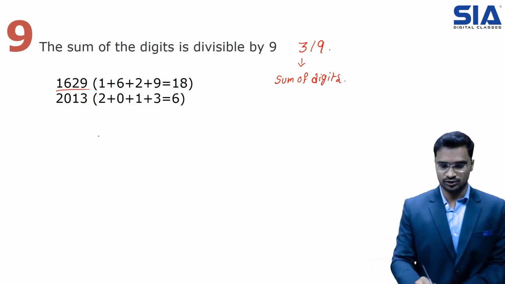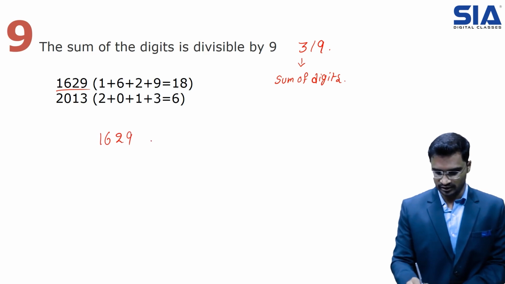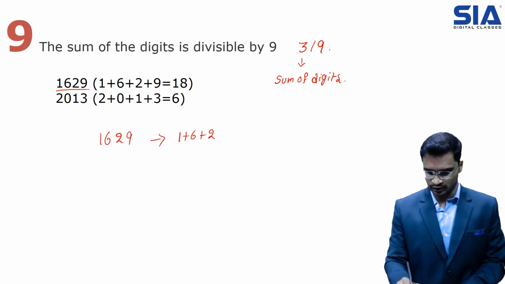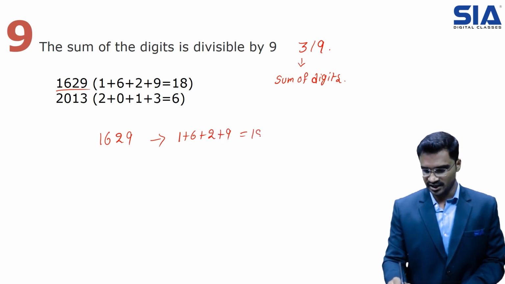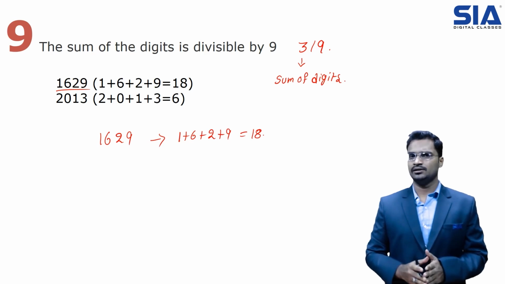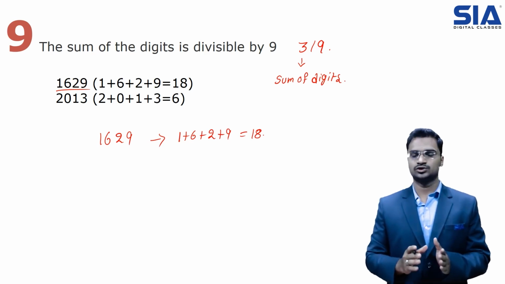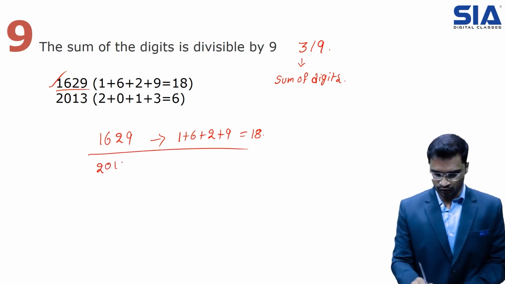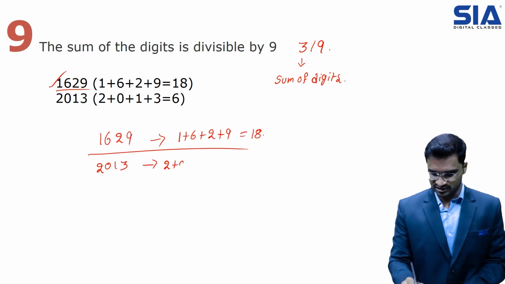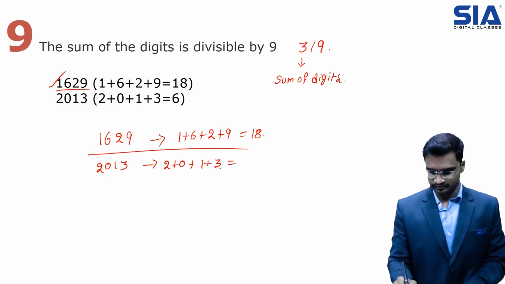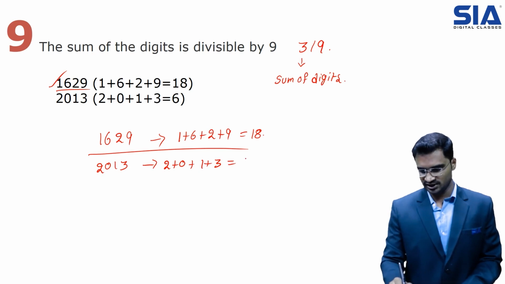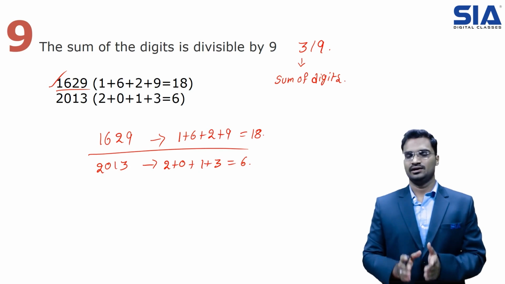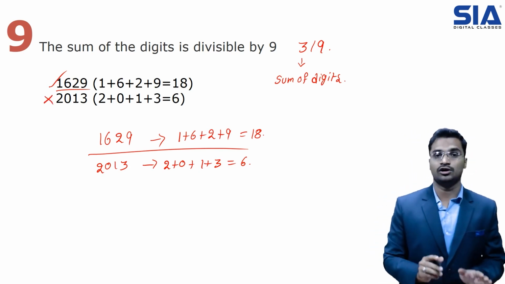For example, 1629. Let us add these digits. 1 plus 6 plus 2 plus 9 gives me 18. Is 18 divisible by 9? Yes, it is divisible by 9. So this particular number is divisible by 9. In the same way, 2013. 2 plus 0 plus 1 plus 3. So 2 plus 1, 3. 3 plus 3, 6. Is 6 divisible by 9? No, it is not divisible by 9. Then this particular number is not divisible by 9.